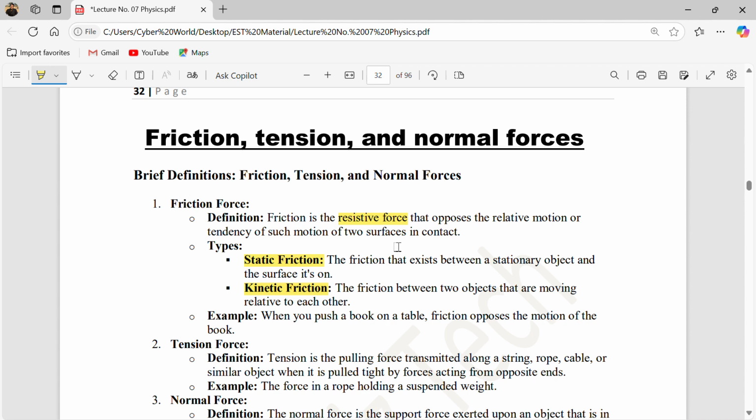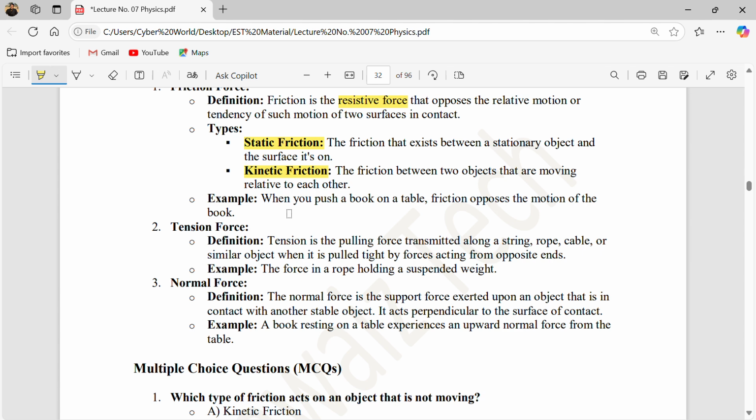Walking on a road is an example of kinetic friction. Let's suppose a car is standing on a road, not moving, stationary. The friction between the tires and the road, if the car is stationary, is an example of static friction, but when the car is moving, the friction between the tires and the road is kinetic friction. So when you push a book on a table, friction opposes the motion of the book.